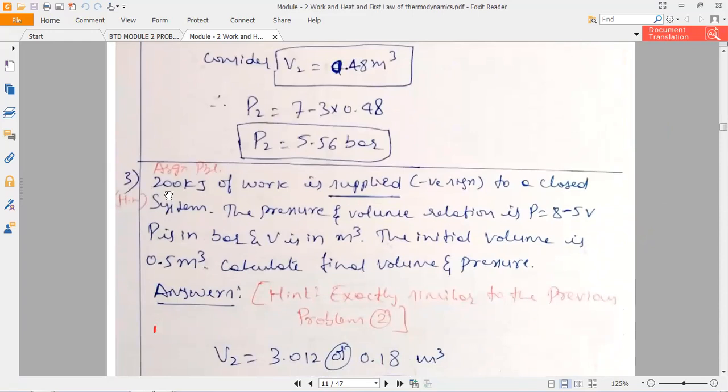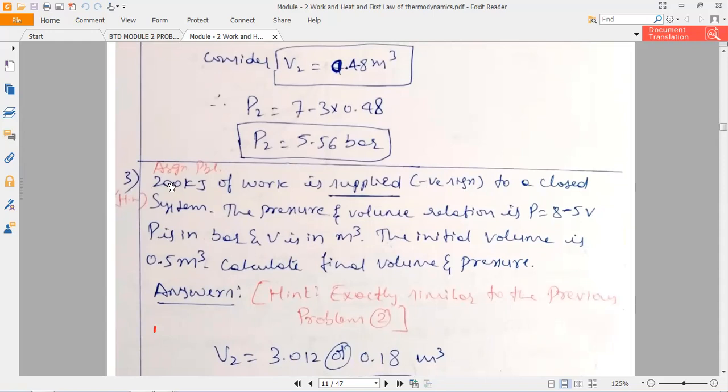Exactly similar to the same problem, but here the work supplied is 200 kilojoule and the equation is 8 minus 5V. The initial volume is 0.5 meter cube, and find out this one. See, here also the work is negative. Work supplied means negative sign. The work should be minus 200 kilojoule.